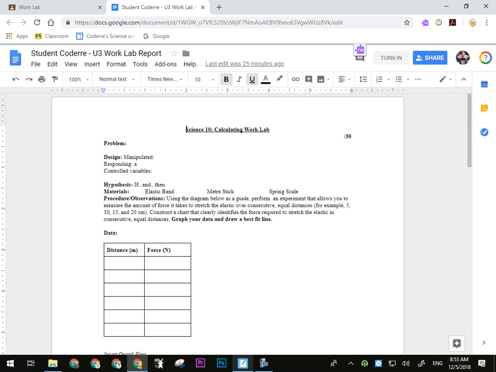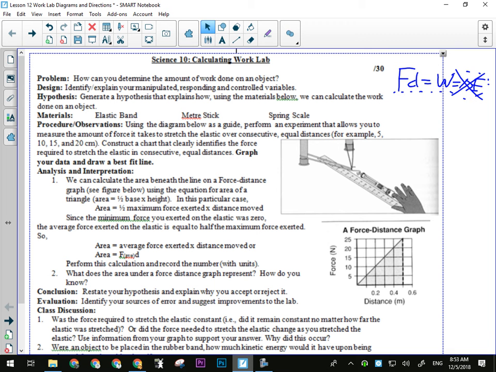Okay, hypothesis. In our hypothesis, we want to explain how we could calculate the work done on the object. So in the if part of our hypothesis, we want to talk about force, distance, and work, and the relationship there. The if part needs to talk about the relationship, and we already said what kind of relationship it was. So talk about that between force, distance, and work.